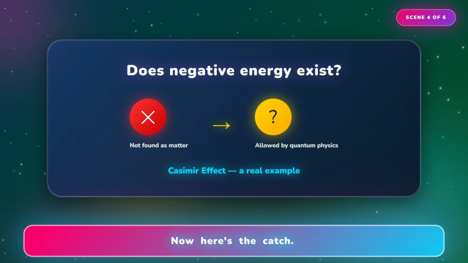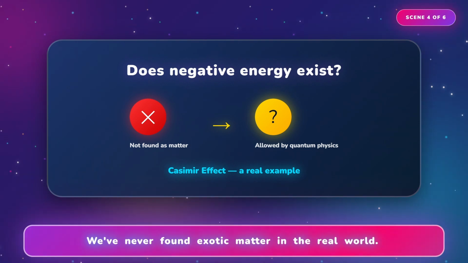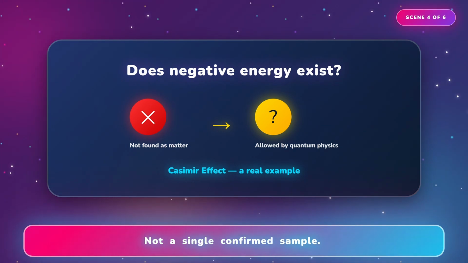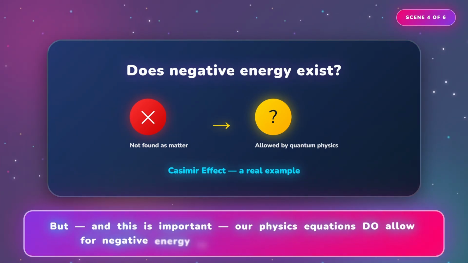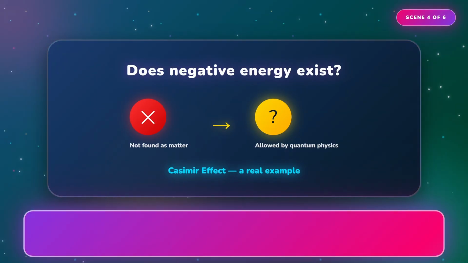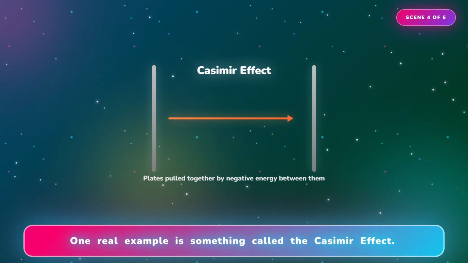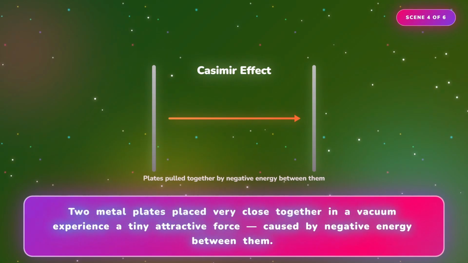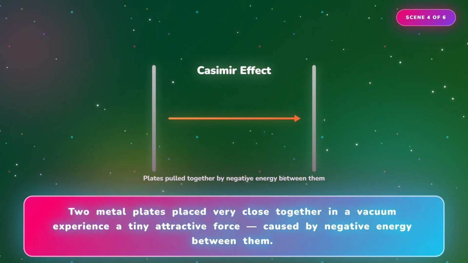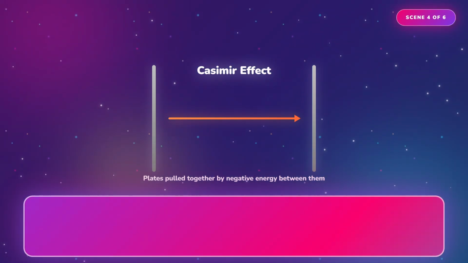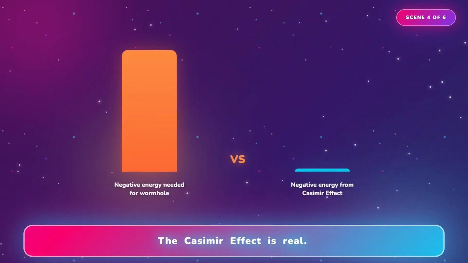Now here's the catch. We've never found exotic matter in the real world. Not a single confirmed sample. But, and this is important, our physics equations do allow for negative energy to exist under special conditions. One real example is something called the Casimir effect. Two metal plates placed very close together in a vacuum experience a tiny attractive force, caused by negative energy between them. The Casimir effect is real.